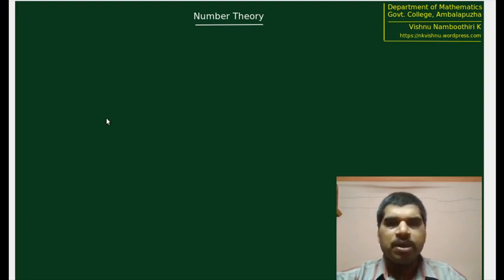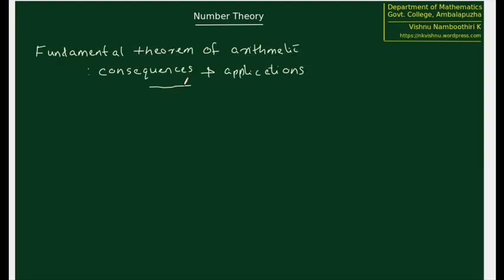Note that the fundamental theorem says that any integer is a product of primes, and therefore primes are the basic building blocks of natural numbers. This is one of the reasons why prime numbers are named prime numbers, in the sense that they are the most important among natural numbers in building all the natural numbers. So the topic of our discussion today is the fundamental theorem of arithmetic and its consequences and applications.